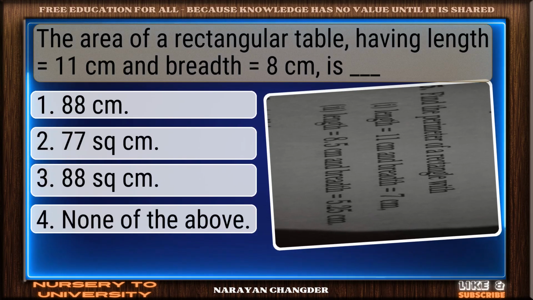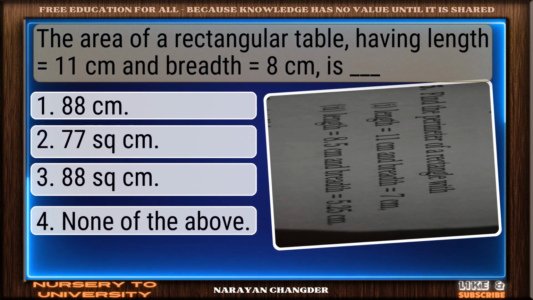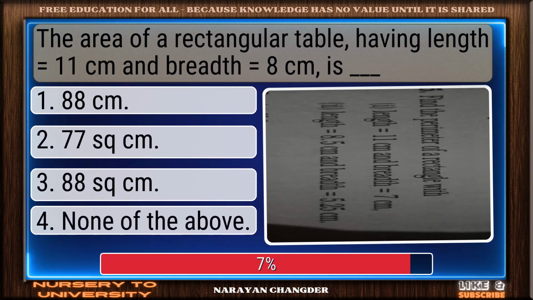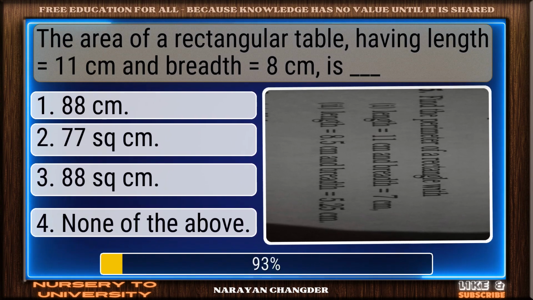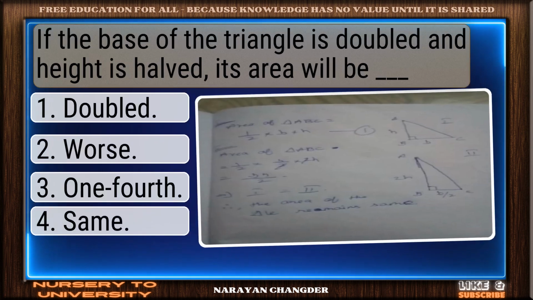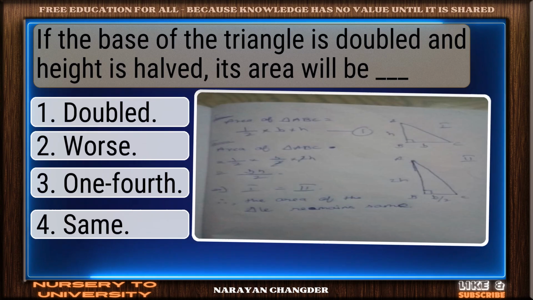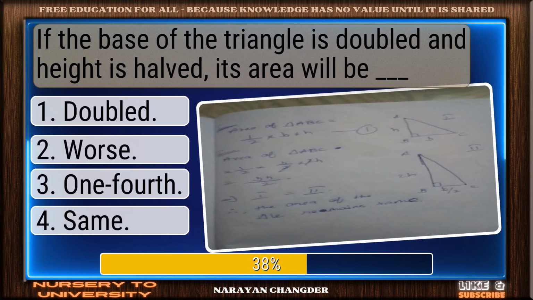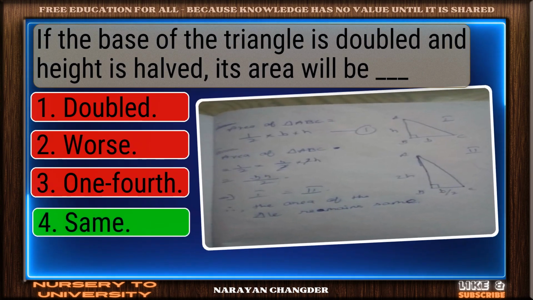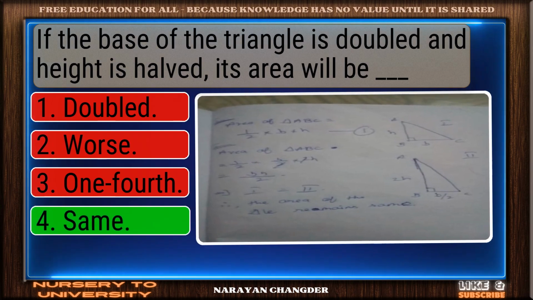The area of a rectangular table, having length equal to 11 cm and breadth equal to 8 cm, is dash. Sharp thinking. 88 cm is the right choice. If the base of the triangle is doubled and height is halved, its area will be dash. Nice selection. Same is the correct and valid answer.